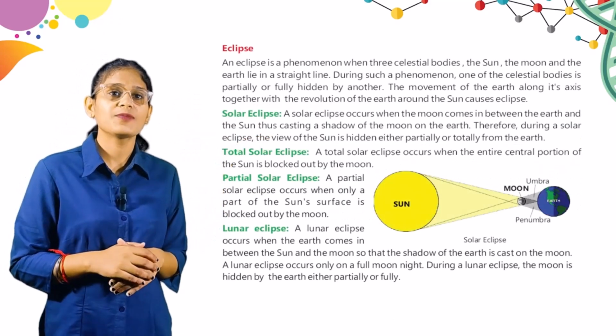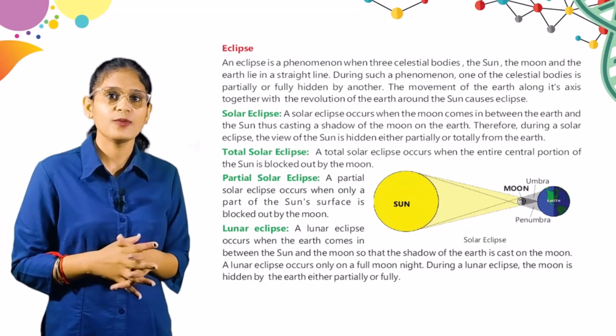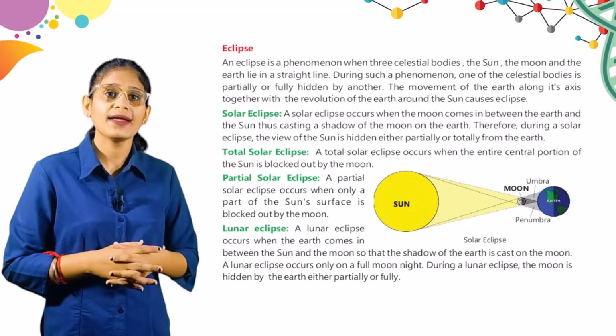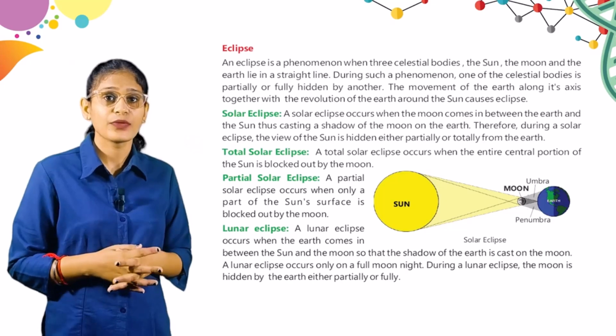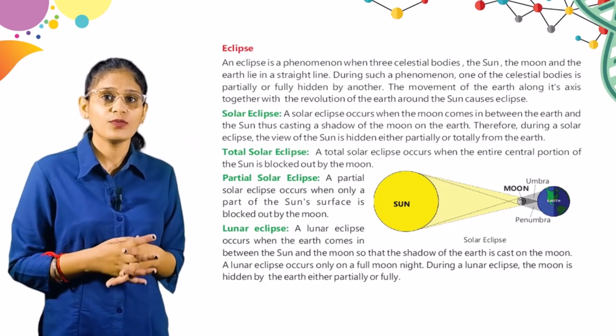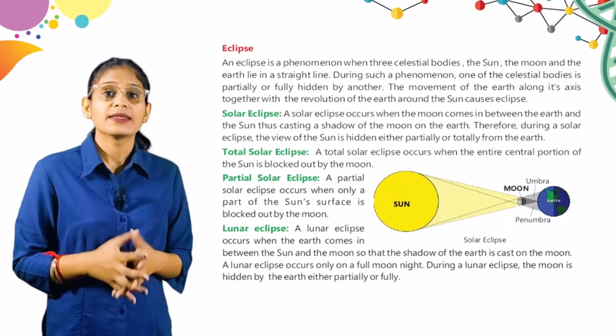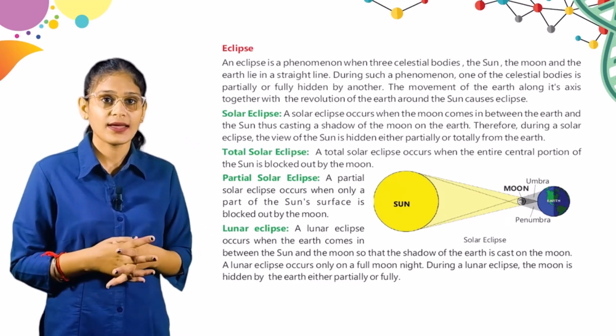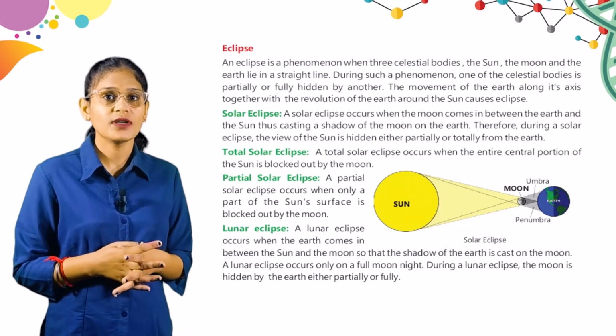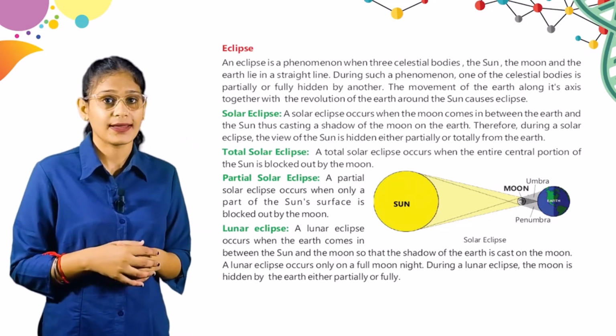Now we have eclipse. An eclipse is a phenomenon when the celestial bodies, the sun, the moon, and the earth lie in a straight line. During such a phenomenon, one of the celestial bodies is partially or fully hidden by another. The movement of the earth along its axis together with the revolution of the earth around the sun causes eclipse.